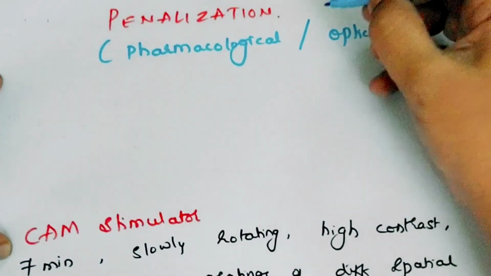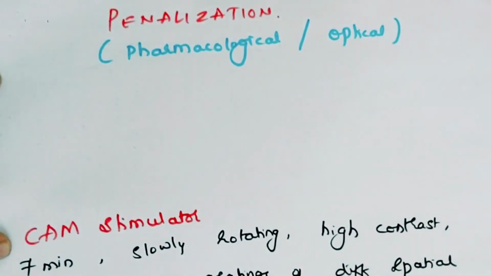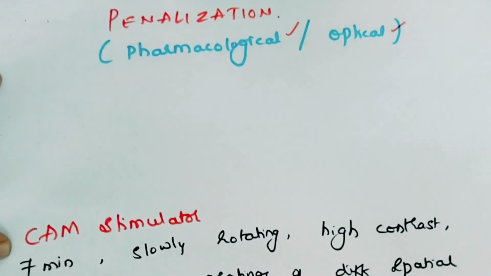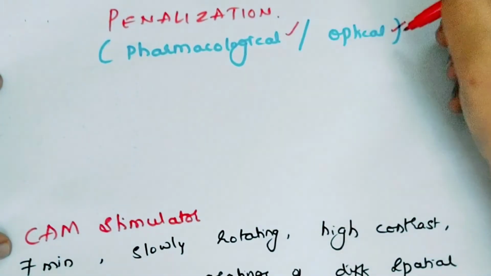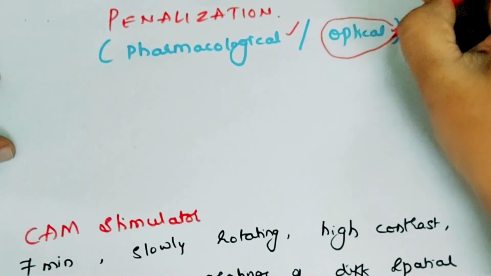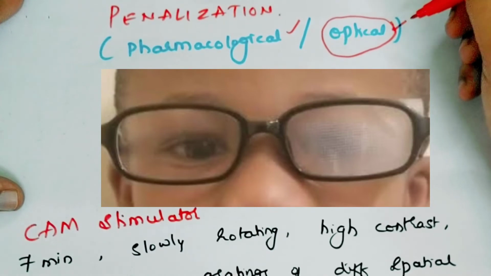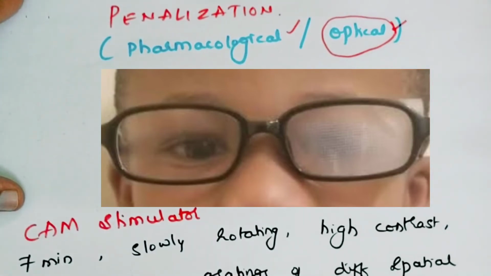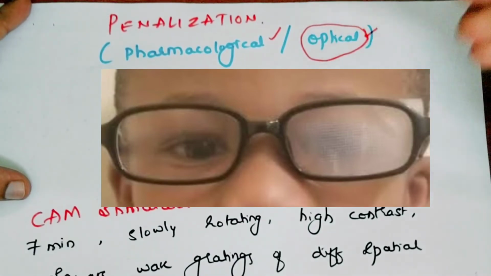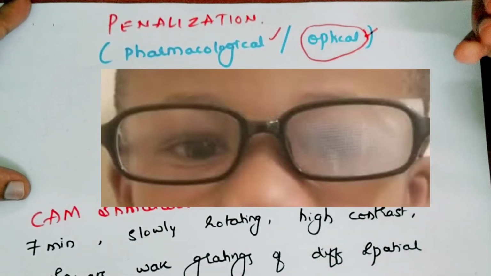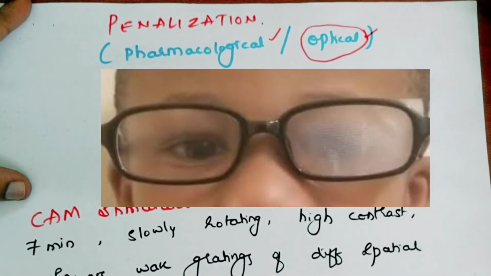Then the next type of treatment is penalization, where we have pharmacological penalization as well as optical penalization. Here also we are suppressing the normal eye by using either medications or glasses. When we use glasses to suppress the vision in the normal eye, that is called optical penalization, where we increase the power of the glass. We add plus lenses to the existing glasses and blur the image projected to the normal eye, thereby enhancing the vision in the amblyopic eye.